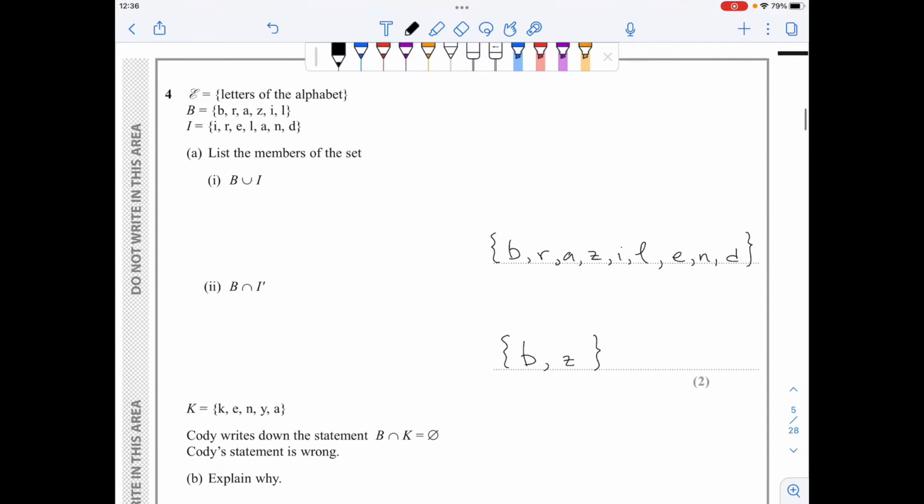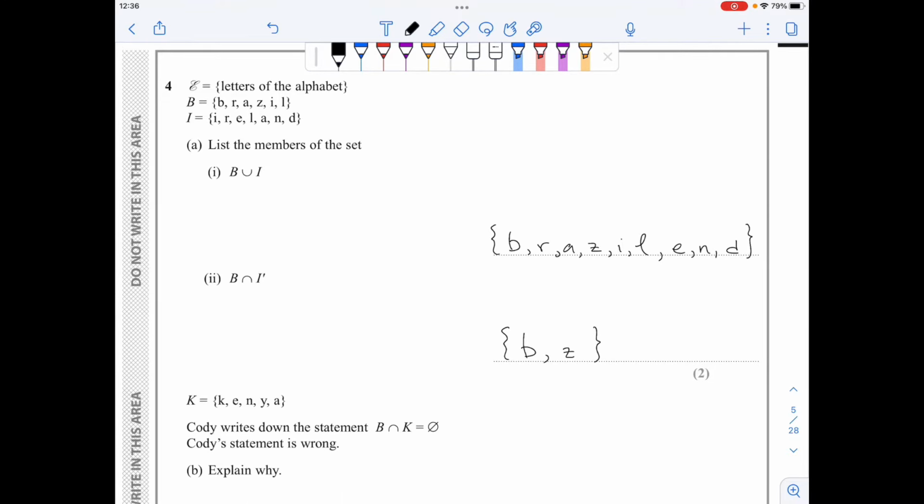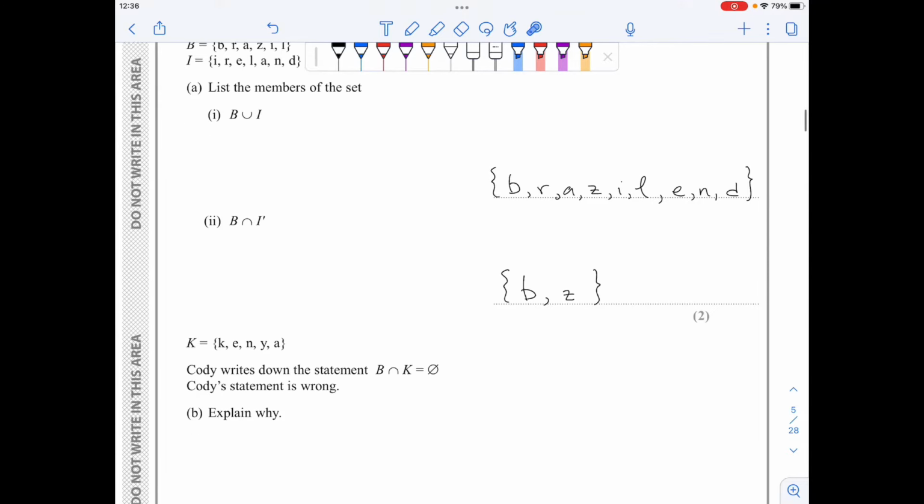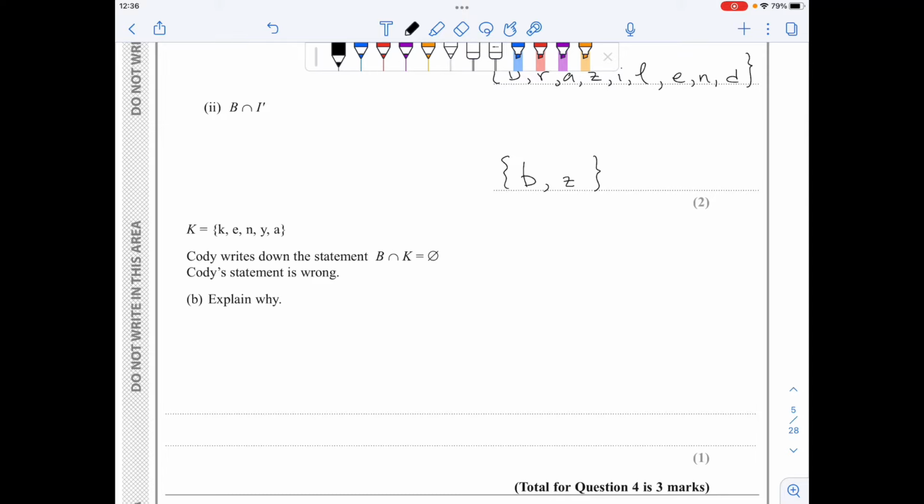So let's go to part B. I've got a new set, Kenya. Cody writes down the statement B intersection K is equal to the empty set. This means that there are no common elements between B and K because their intersection is empty. It says Cody's statement is wrong. Explain why. And the answer is because the letter A belongs in both sets.